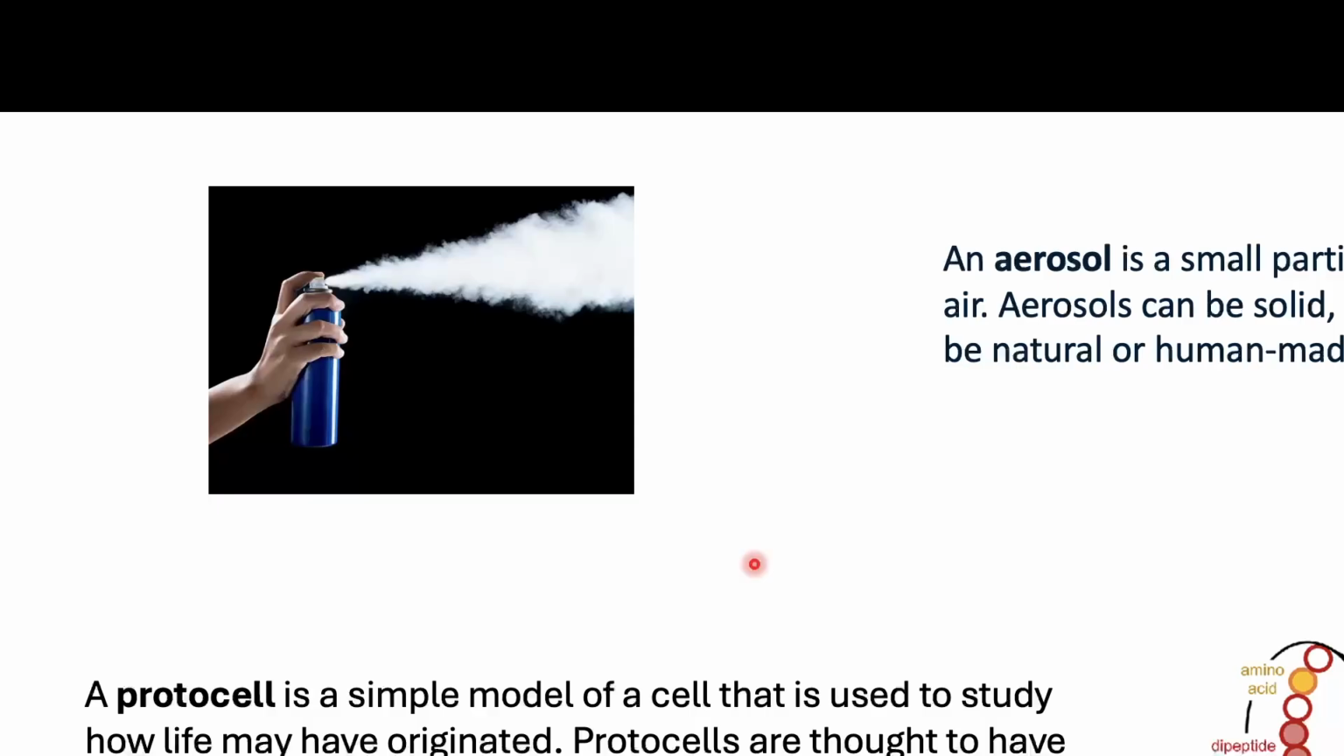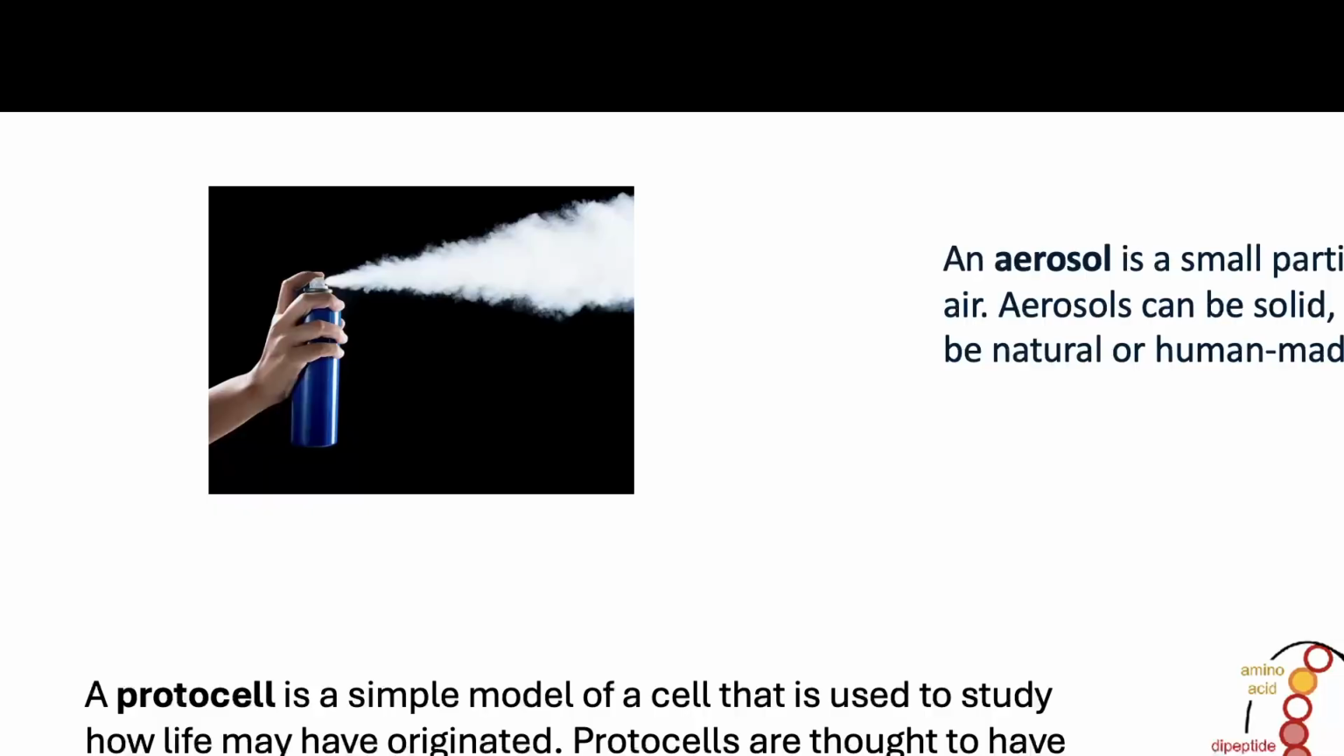Now, what is a protocell? The third option. A protocell is a simple model of a cell that is used to study how life may have originated. Protocells are thought to have been the precursors to cells on early Earth. So a protocell is the next stage of interaction between coacervates. Now that the coacervates have interacted, they form what is known as a protocell, which is a primitive cell, where this interaction can be closed in, concentrated, and focused. So here is an example, a protocell showing a protein interacting with an RNA packaged inside a fatty acid membrane, which is the basic organization of a cellular membrane.